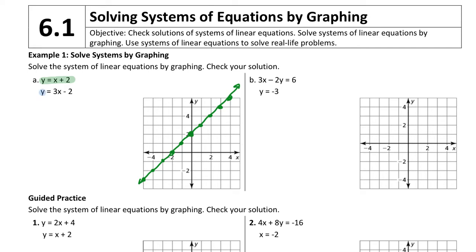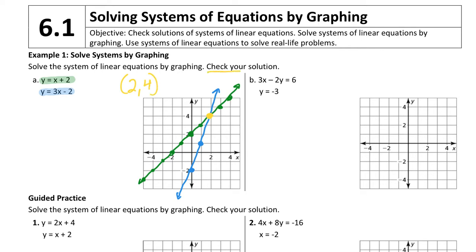The second equation in this system is y equals 3x minus 2. That has a y-intercept of negative 2 and a slope of 3, which means I count that slope from the y-intercept going up 1, 2, 3, right 1, up 1, 2, 3, right 1. And we should see a distinct point where these two lines intersect. They intersect at the point (2, 4). So our solution to this system is the point (2, 4).